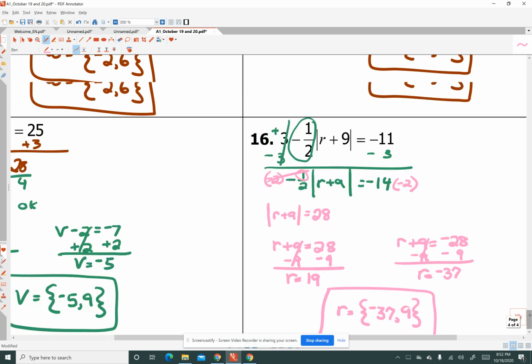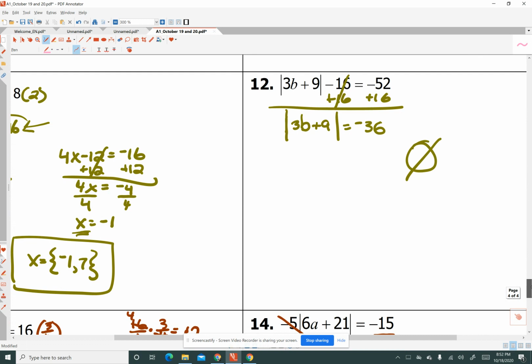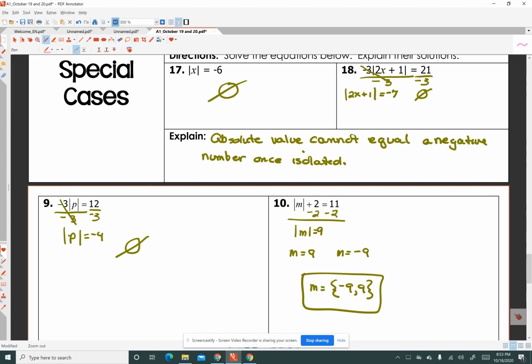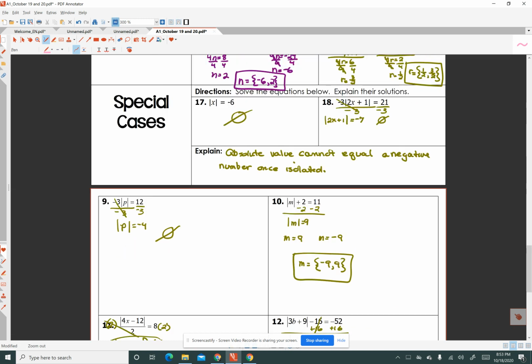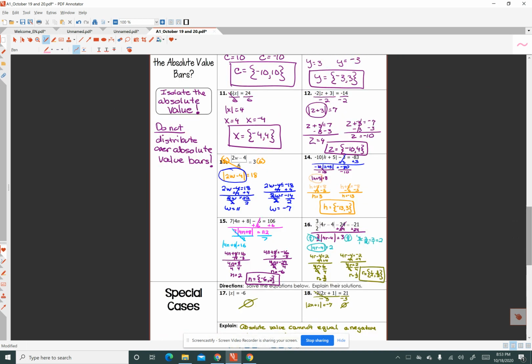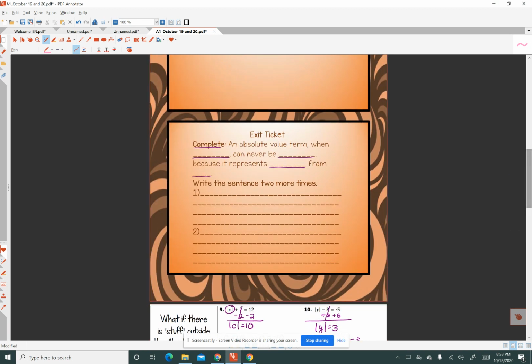So you get good at absolute value when you do a lot of practice. So let's go back to our exit ticket. I think I need to reduce this a little bit. And maybe I made it too small. Let's go back to our exit ticket. Yeah, make it a little bit bigger.